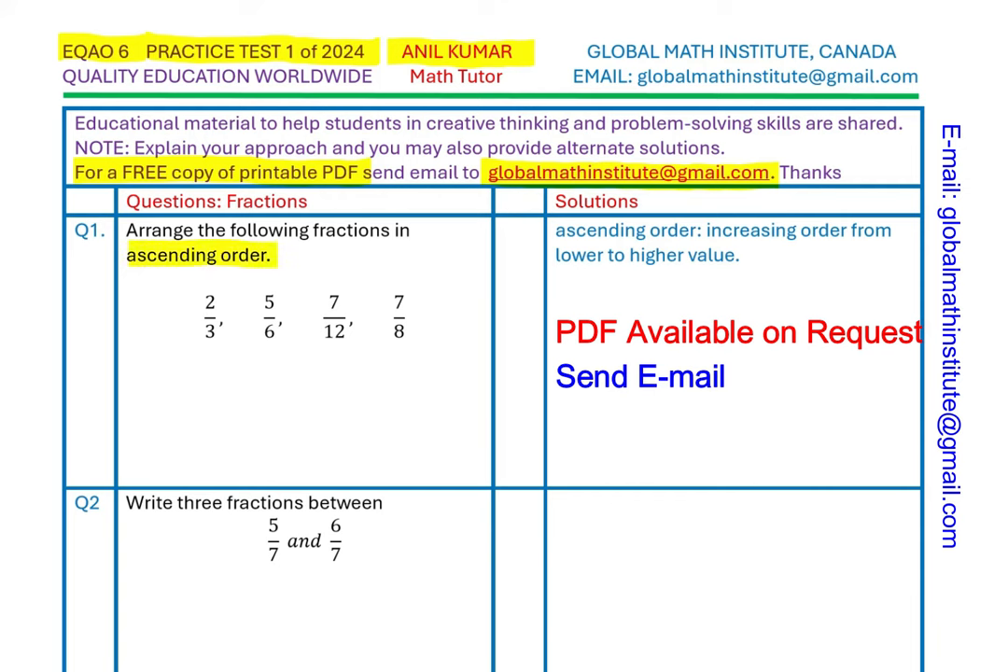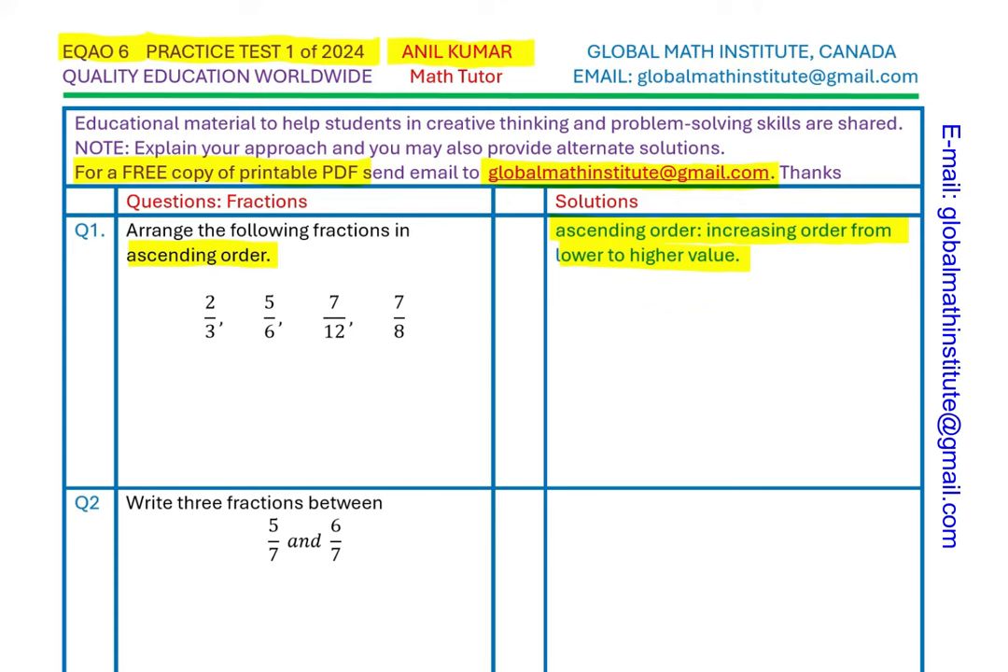Ascending order really means increasing order, that is from lower values to higher values. So we are given 2 by 3, 5 by 6, 7 by 12, and 7 by 8. How do we arrange them in increasing order? There are many strategies to follow. One of them is to take a common denominator.